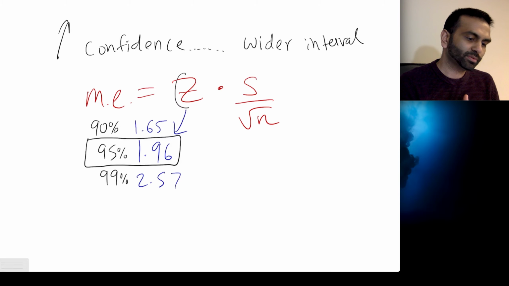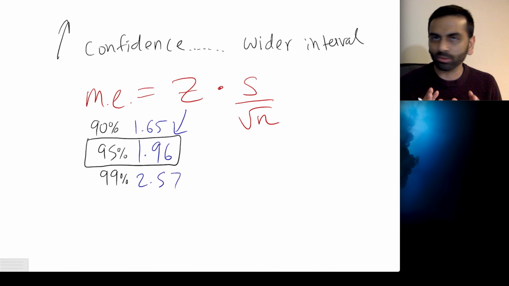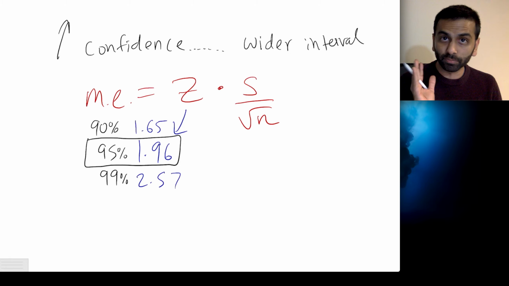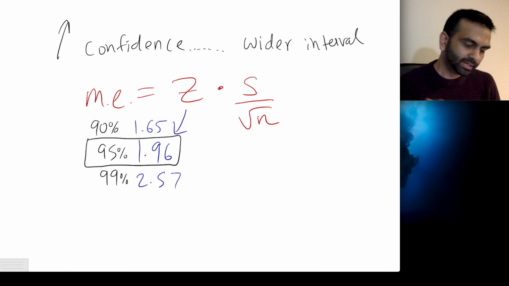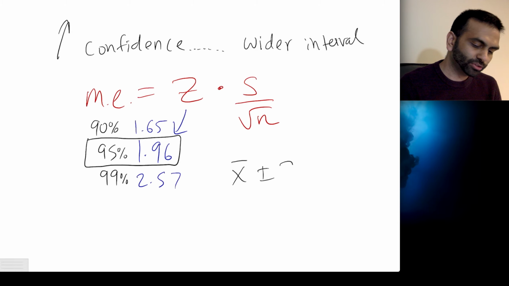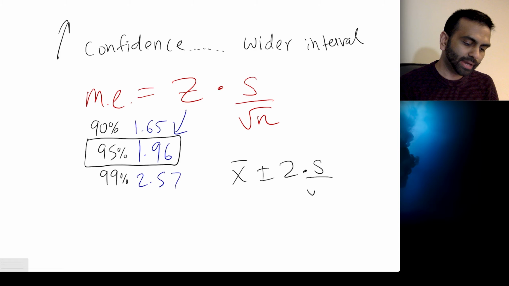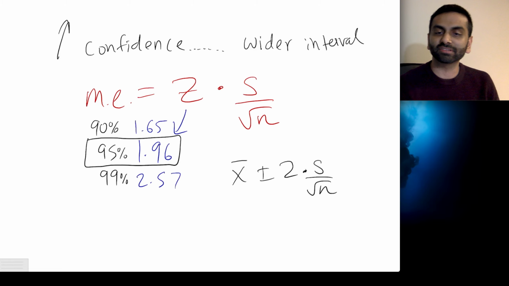Because that's sort of what your z is. So if you want to be 95% sure that the true population mean is somewhere in your interval, it's just going to be what you got in your sample plus or minus 2 times your standard deviation over root n. So notice, now this gives us some insight.